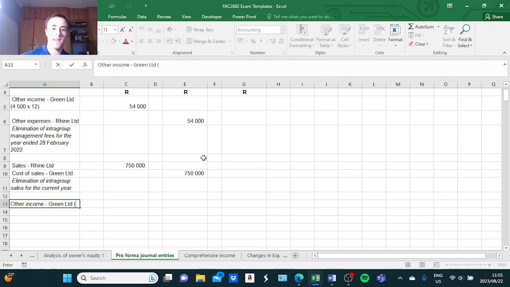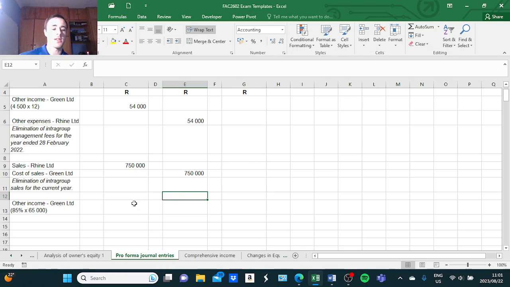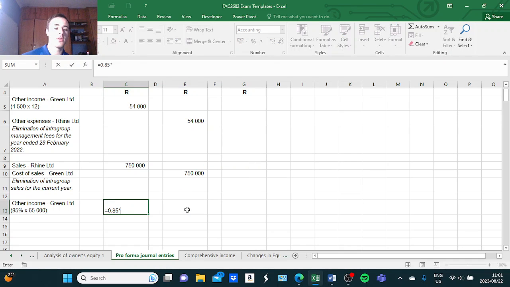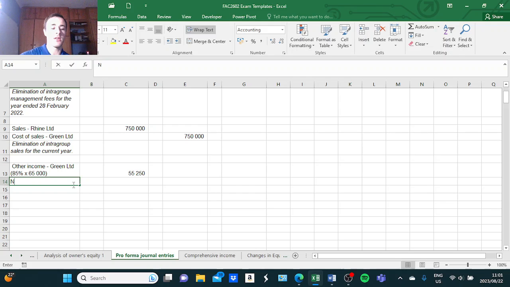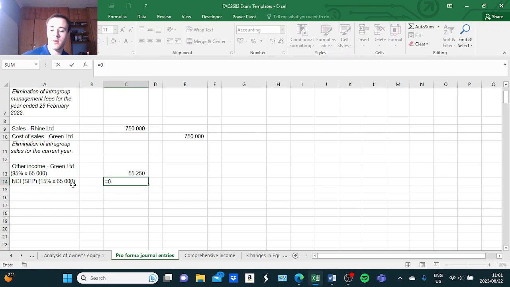The intergroup dividend is calculated by taking 85%, which is the percentage interest of the parent in the subsidiary's ordinary equity, and we multiply this by 65,000 because this is the amount of dividends paid by the subsidiary. So total dividends that were received intra-group amount to 55,250. We will then debit non-controlling interests, or NCI, as disclosed in the consolidated statement of financial position. As I've also indicated, the NCI will just take up the remaining 15% of interest.